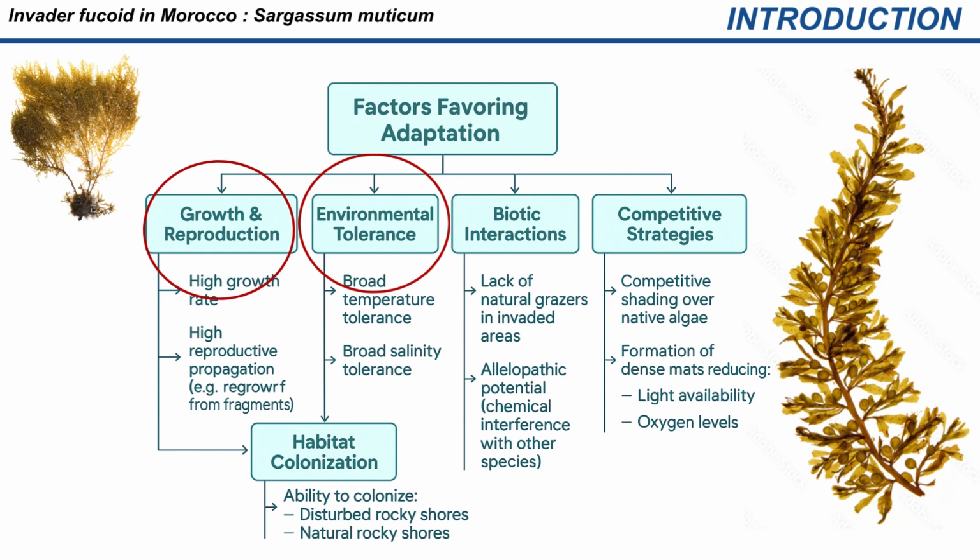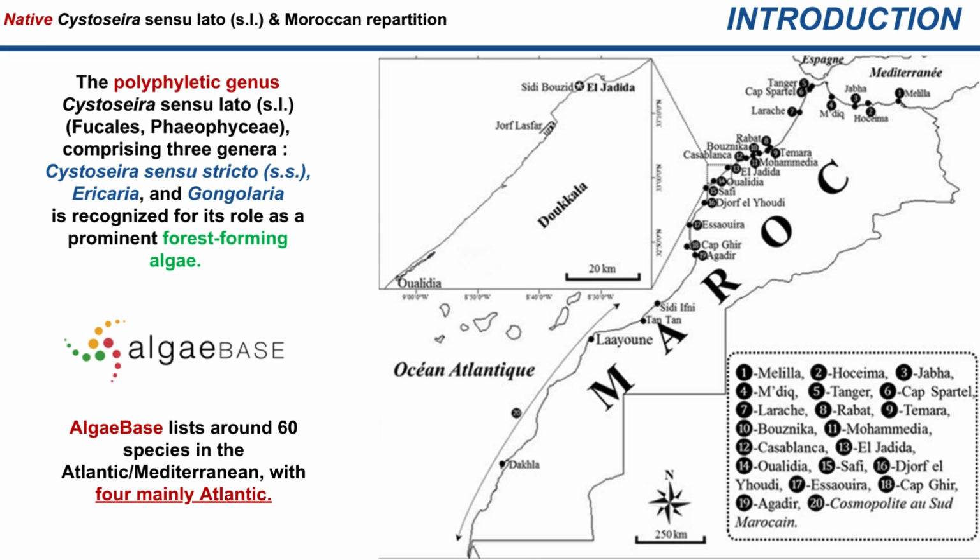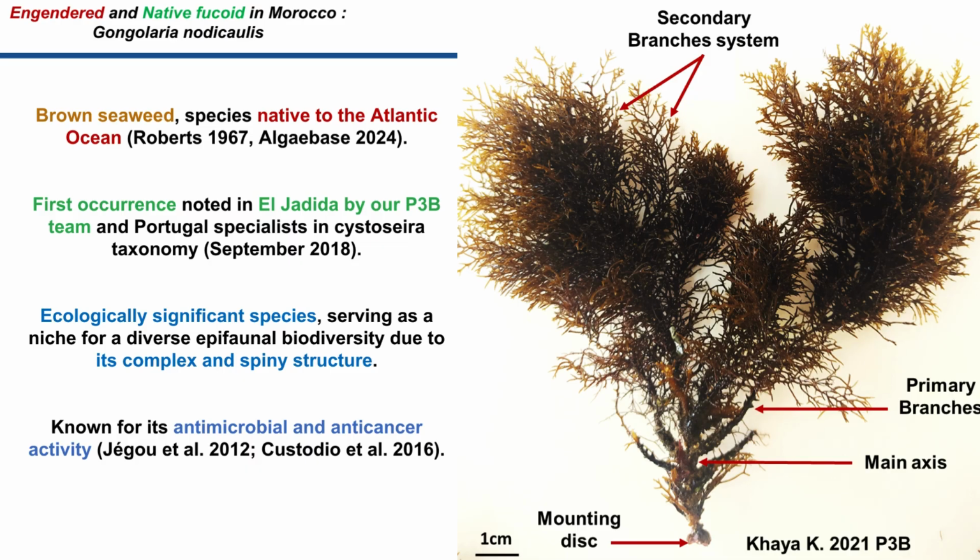posing a serious threat to native marine species. The brown native species in Morocco are many. One of them is the Cystoseira genus. This genus is well known for its significant role as a key forest-forming alga. AlgaeBase lists around 16 species in the Atlantic and Mediterranean, with just 4 species mainly Atlantic. The native fucoid studied, or the impacted species for our study, is Gongolaria nadicalis.